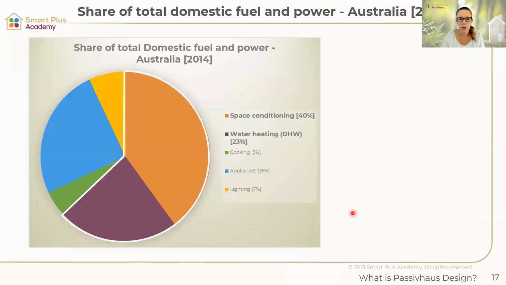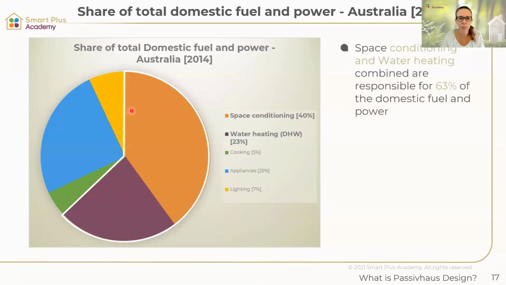Now let's have a little bit of a closer look into the share of domestic fuel and power. So what happens in a home? This is also data from 2014, but I don't think it has changed much. What is very clear to see here is that our space conditioning and our hot water heating is the biggest part of the energy that we're using in our homes. Space conditioning and water heating combined are responsible for 63% of our domestic fuel and power usage. Only lighting, cooking, and appliances are rather small compared to that.